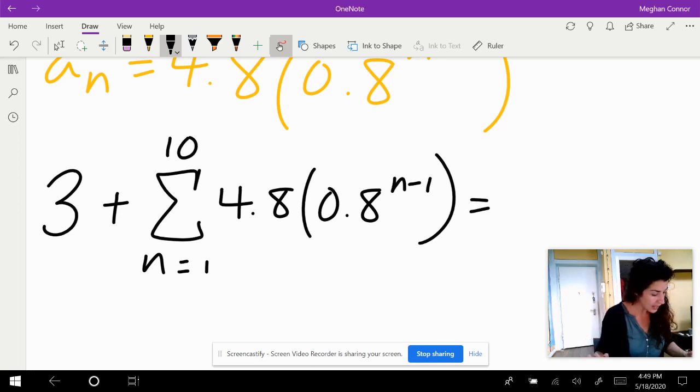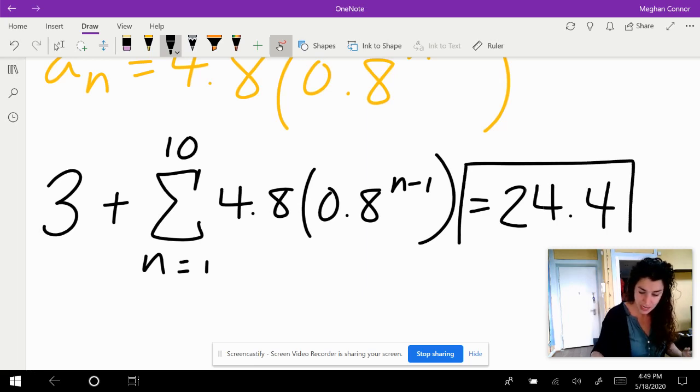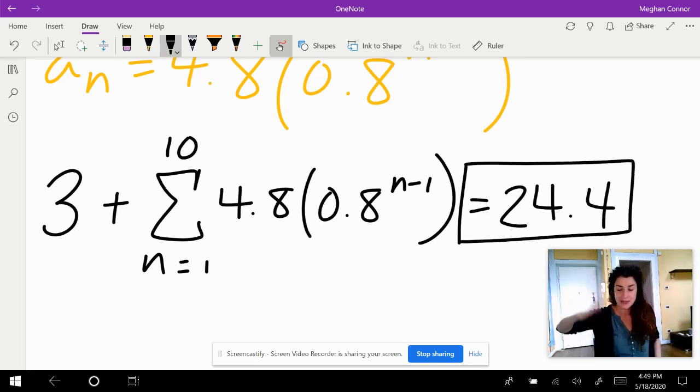Okay, so the answer here is 24.4 as the total height traveled up and down after 10 bounces, which is significantly more distance than the initial drop of 3.